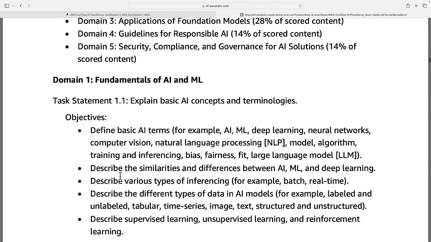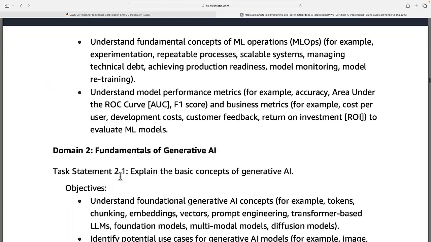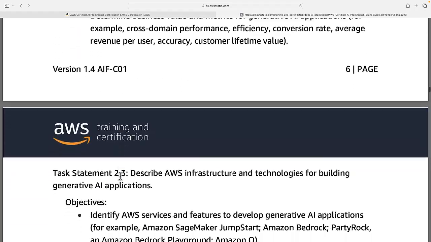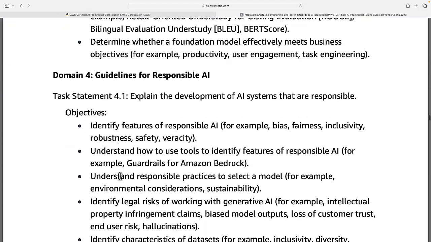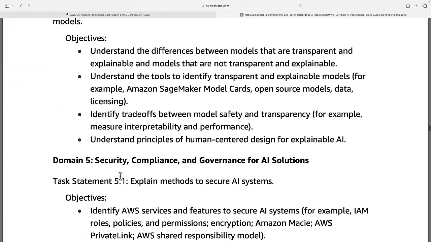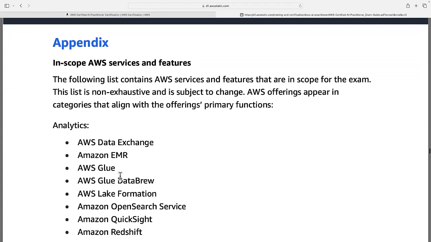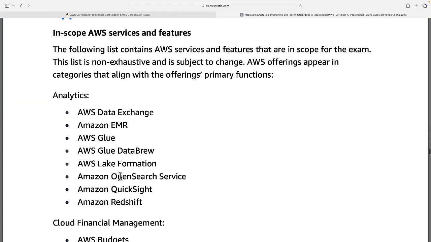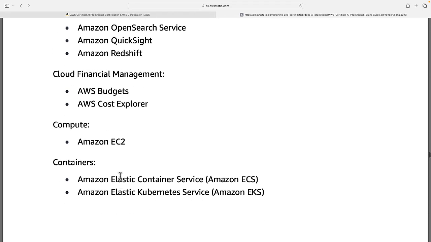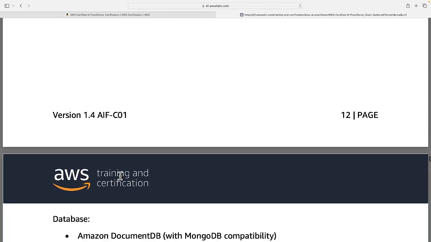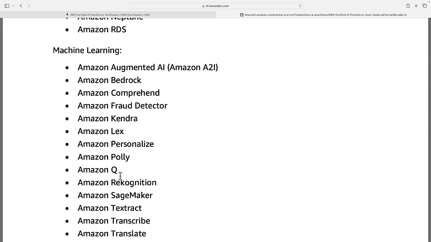Then the exam guide goes through all of the different domains. Again, I'm going to scroll very quickly through these. You can peruse this on the AWS website whenever you wish to. But I just want to get down to the list of services that are included. There are quite a few services included in this exam. Here we go. We've got the in-scope AWS services and features. And these are categorized. We've got analytics, we've got cloud financial management, we've got compute, we've got containers, we've got database, and then of course we've got a long list of machine learning services.